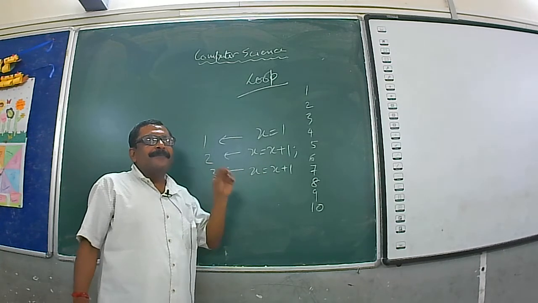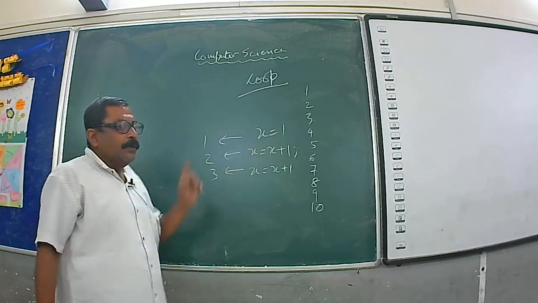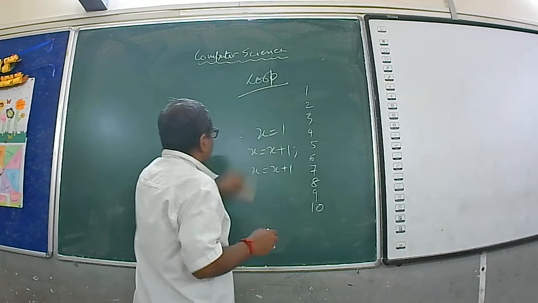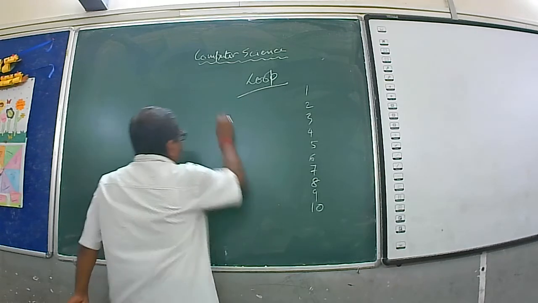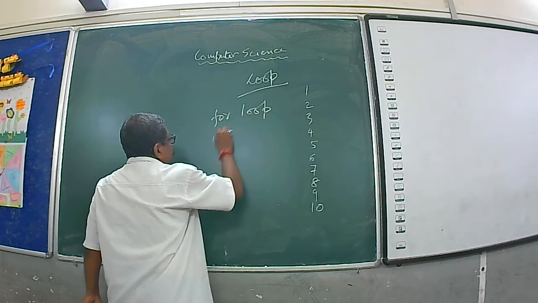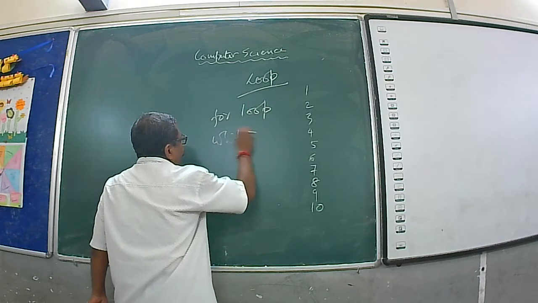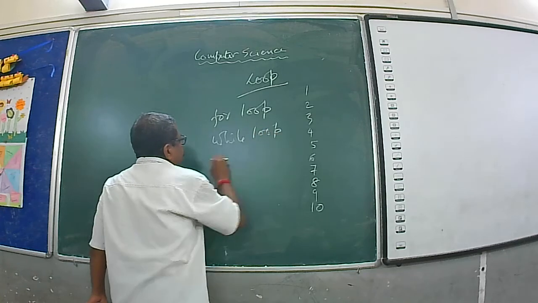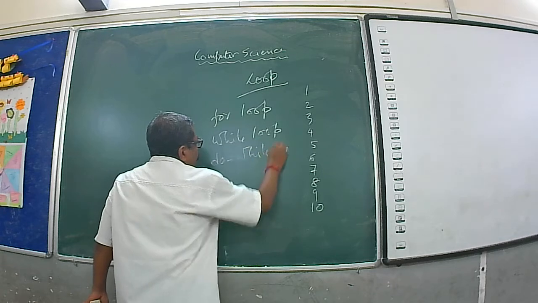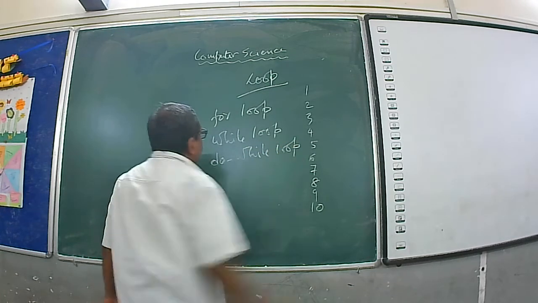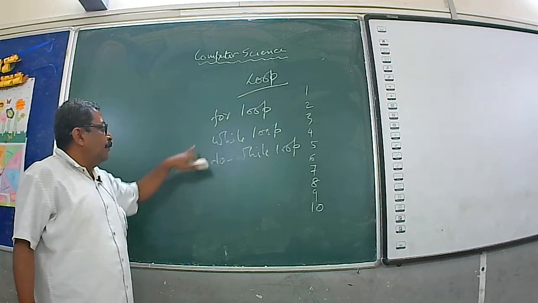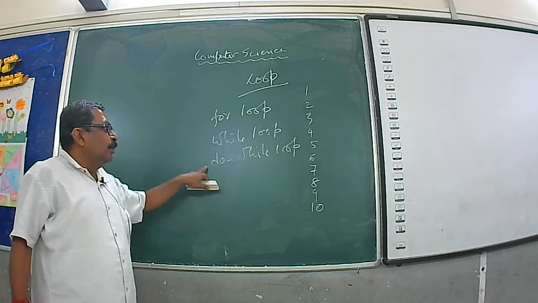Total 3 types of loops are there. Total 3 kinds of loop. Number 1, for loop. Number 2, while loop. Number 3, do while loop.